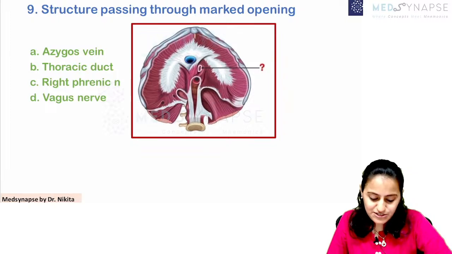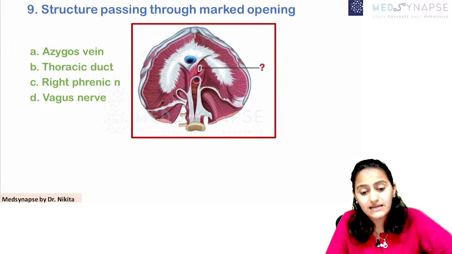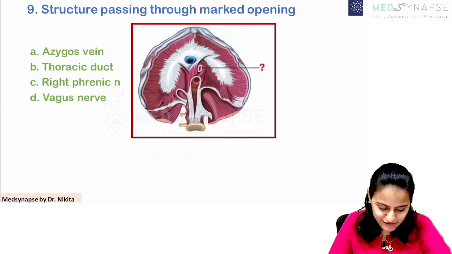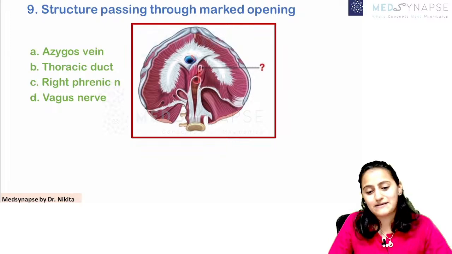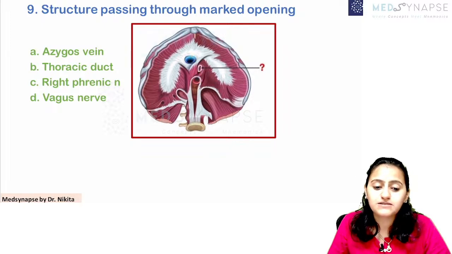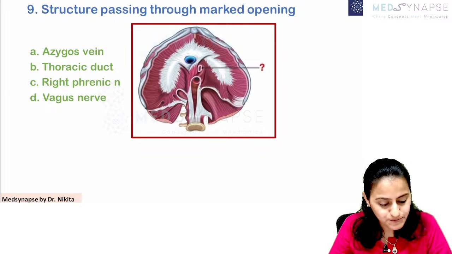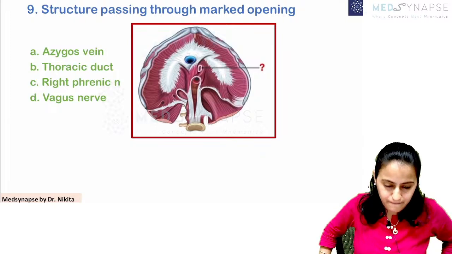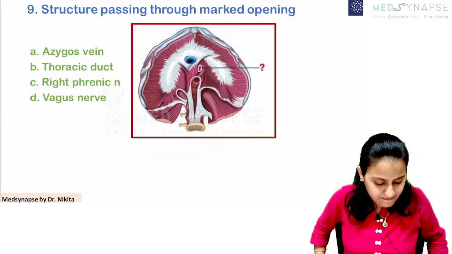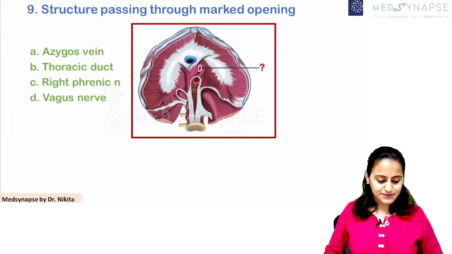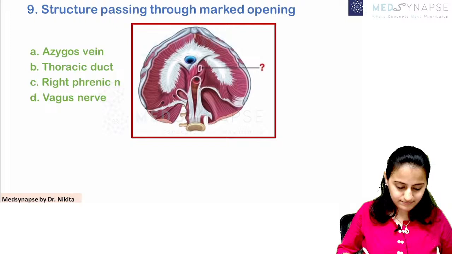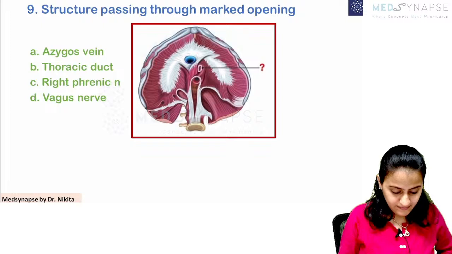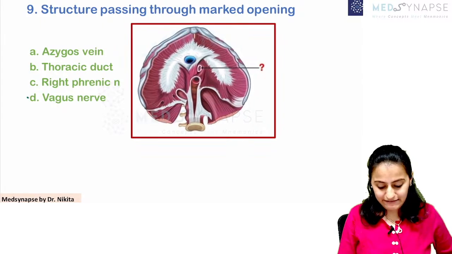Going to the next question. Which structure passes through the marked opening? They are not asking you whether this is IVC, aorta or esophagus. Looking at the image, obviously they will not ask like that. Which is the other structure passing through the marked opening out of the given options? Very good. Absolutely right, Surya. Correct. It is not thoracic duct, it is vagus.